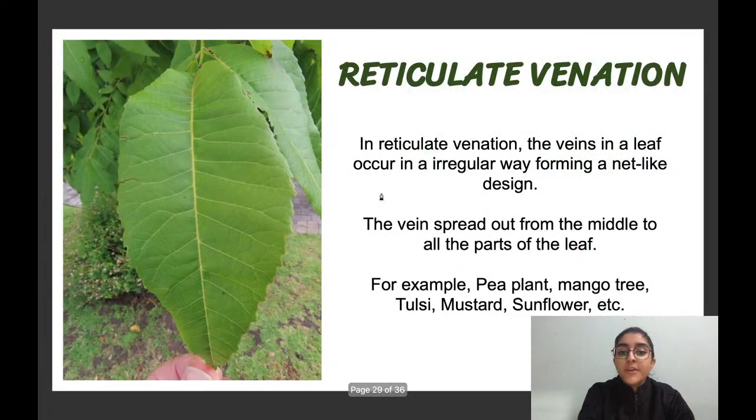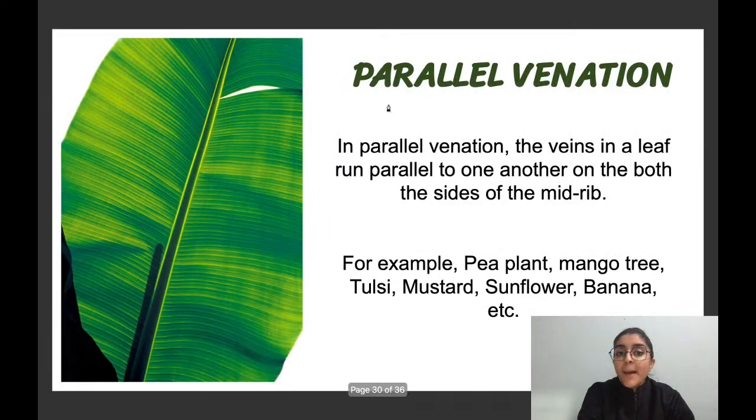In reticulate venation, the veins occur in an irregular way, forming a net-like design. The veins spread out in the middle of the leaf, and they look something like this, right? So we do have a main vein, and then all the other veins run over the whole leaf, the whole lamina they are covering. Now in parallel venation, the veins run parallel to each other, absolutely straight on both sides of the midrib.